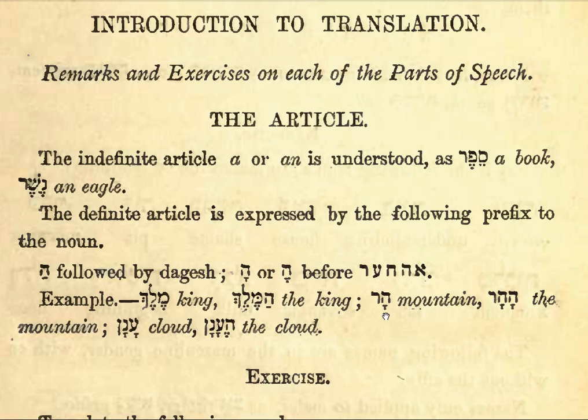Har is mountain, and ha-har. We don't double this one because it's already a guttural sound or a strong sound. Instead, we strengthen the vowel that comes before it. Ha-har. And this increases the length of a syllable. Anan, henanan, the cloud. Henanan.